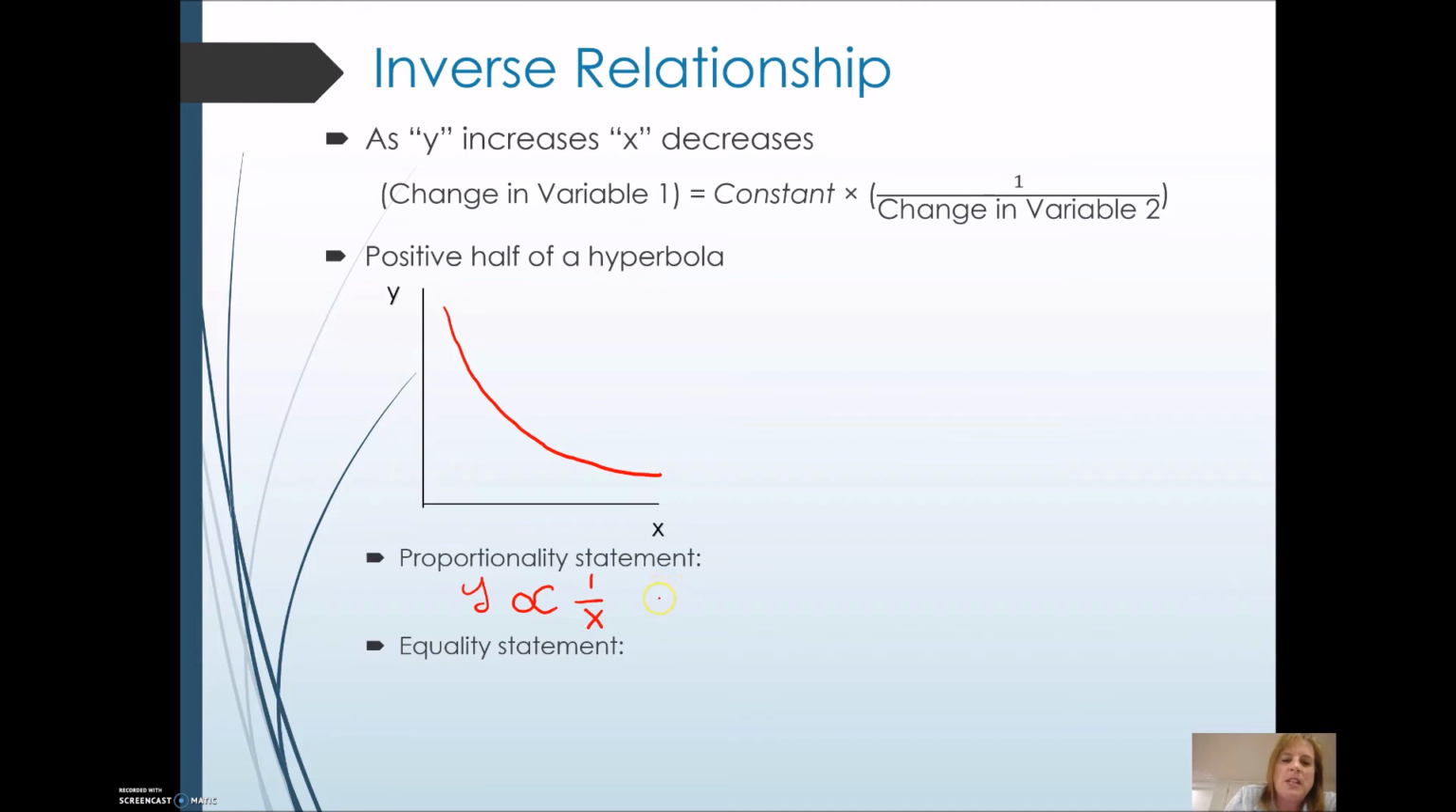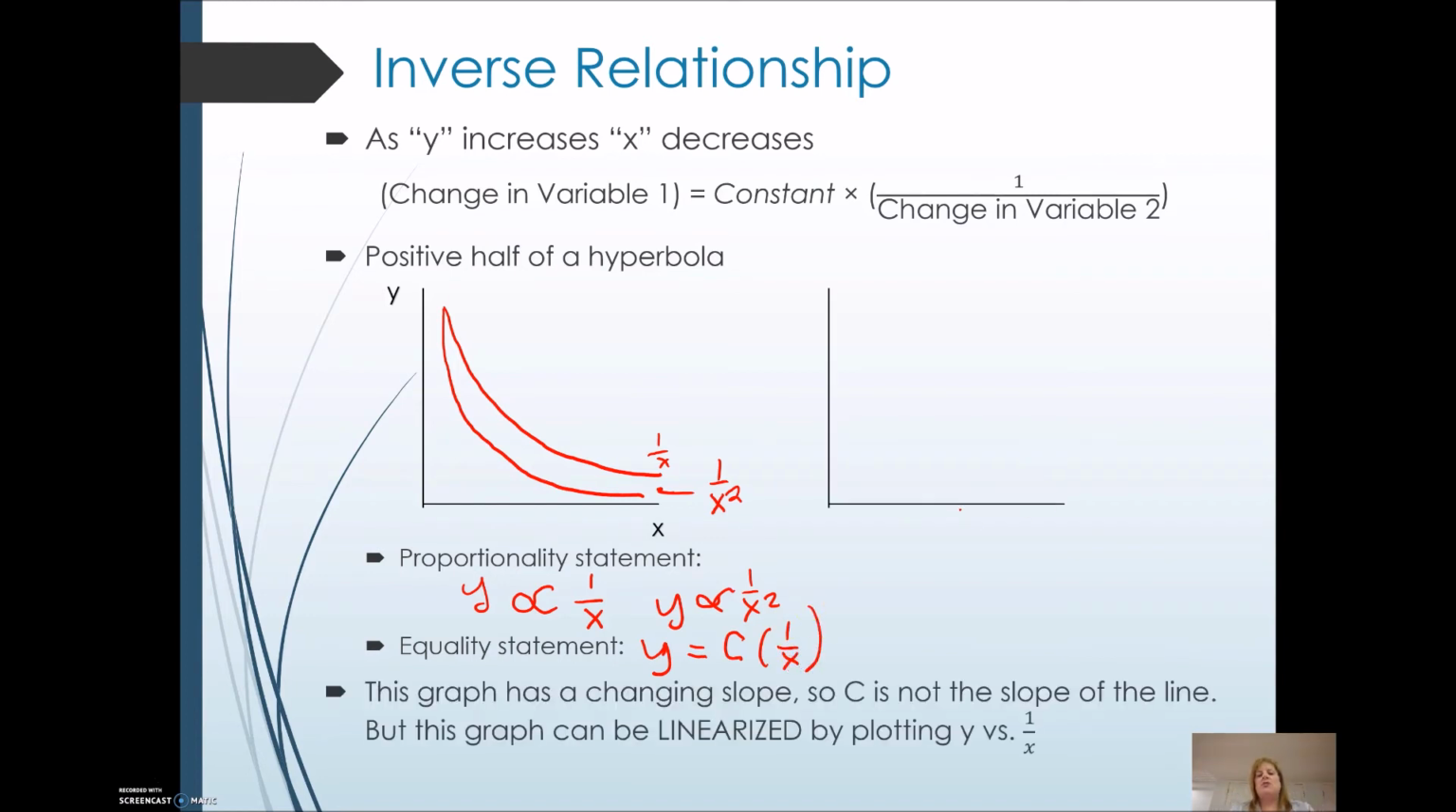There's also another inverse possibility. That relationship, so this is my 1 over x value, that relationship would be steeper. So this would be a 1 over x squared relationship. But we'll just focus on the 1 over x relationship for now, that inverse relationship. Our equality statement then for our first one is y is equal to some constant times the value of 1 over x.